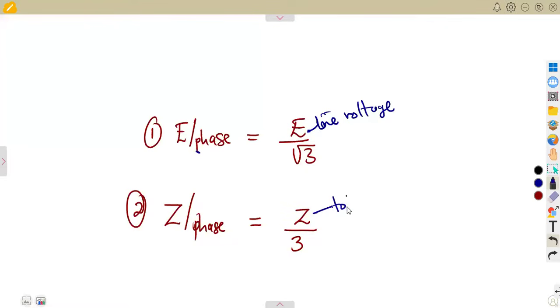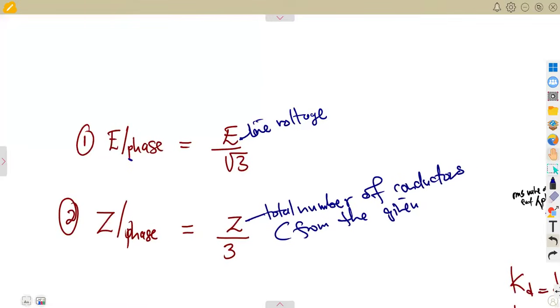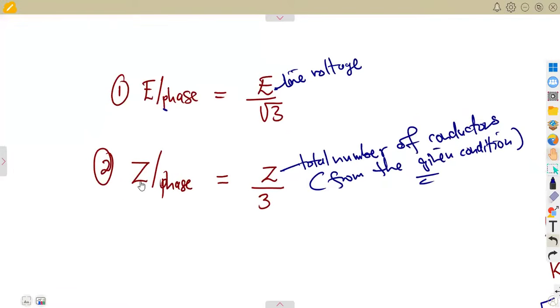That is the total number of conductors from the given condition. There is a condition that you'll be given. All right. So you work with the given condition to determine the number of conductors. Then to determine the number of conductors per phase, you divide by 3.